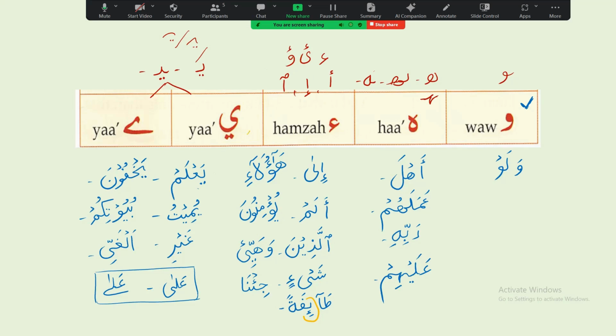Okay, moving on to the last pair. These are two alphabets which are the same ones, the ya and the ya. They are the same, just written in different ways. This is the same alphabet. We can write it like this, and we can write it like this as well.